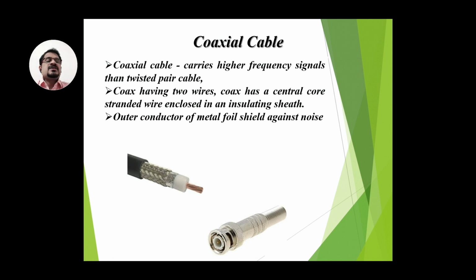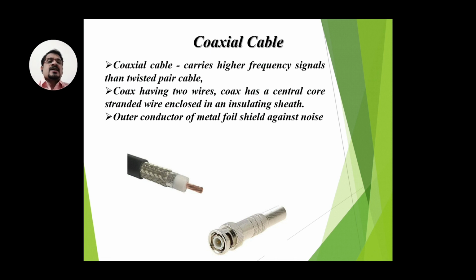On the outer side you can see there is first one layer, which is going to be a plastic cladding, and on top of that there will be a shield. On top of that again one metal shield, and then finally there will be a plastic outer jacket. So this coaxial cable can carry higher frequency signals than twisted pair cables.